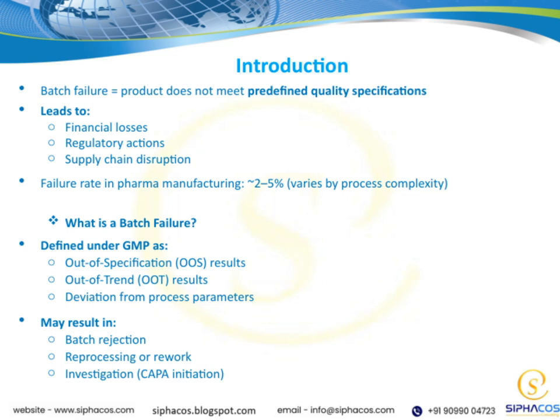In the pharmaceutical industry, the failure rate is typically around 2 to 5%, although this can vary depending on how complex the process is. Overall, understanding what constitutes a batch failure helps us identify risks early and maintain the highest quality standards throughout manufacturing.